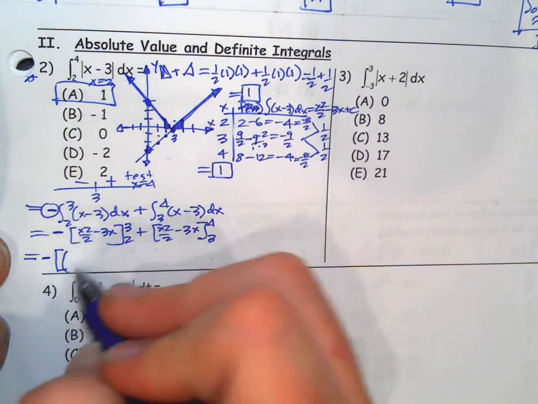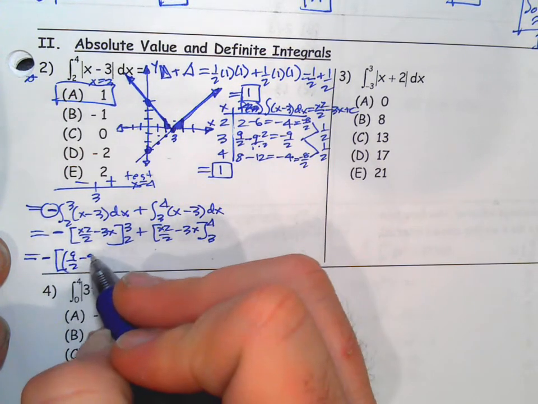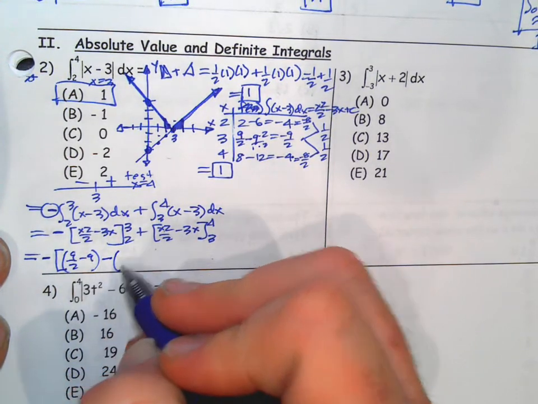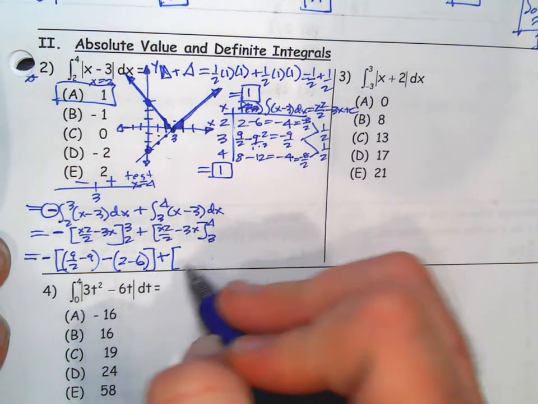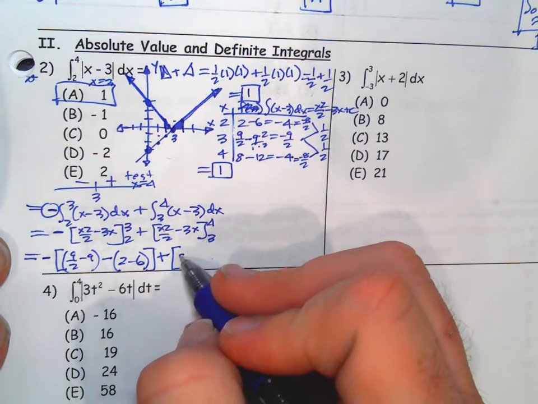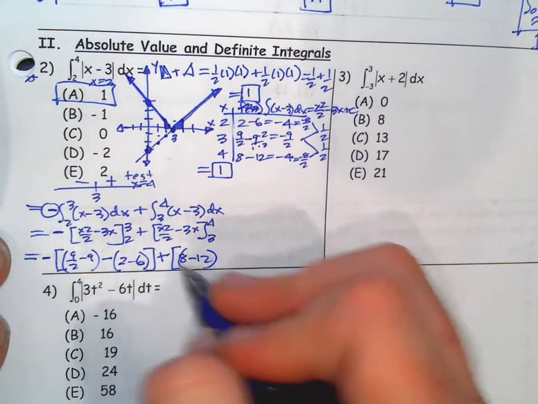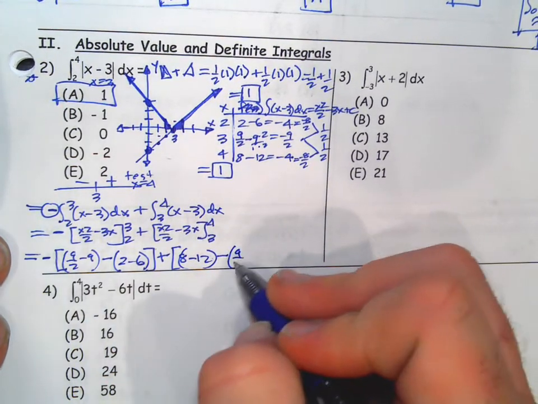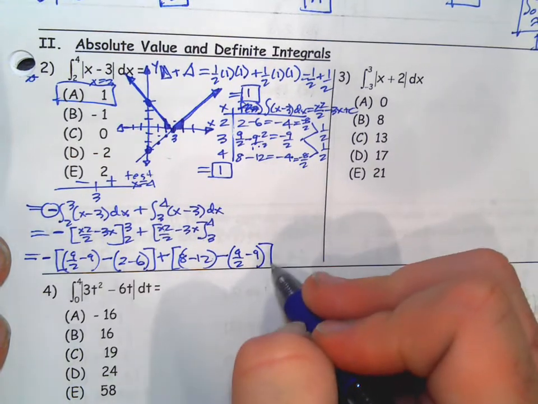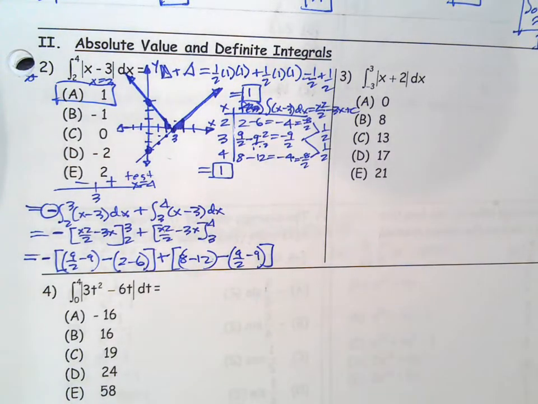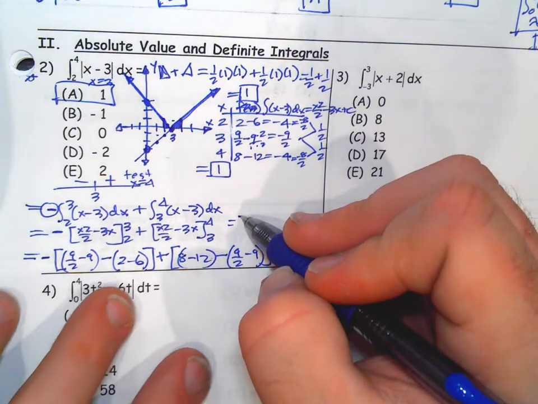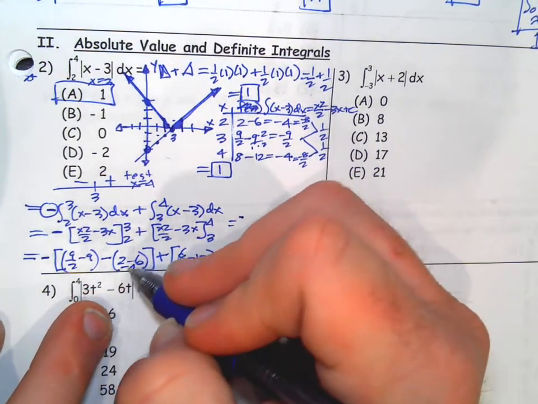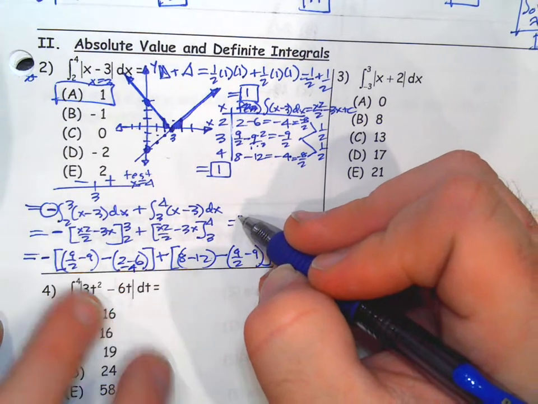So if you plug 3 in, you get 9 halves minus 9 minus 2 minus 6 plus plug 4 in, 16 over 2 is 8 minus 12 minus 9 halves minus 9. So now we just got to clean all that up. So it's going to be negative 4. And that's going to be negative 9 halves.